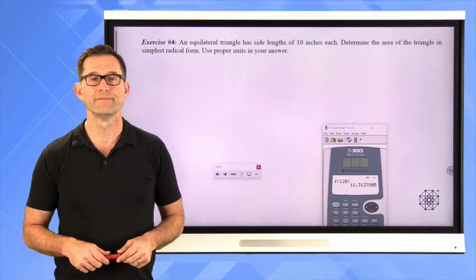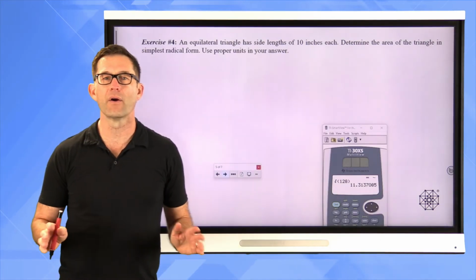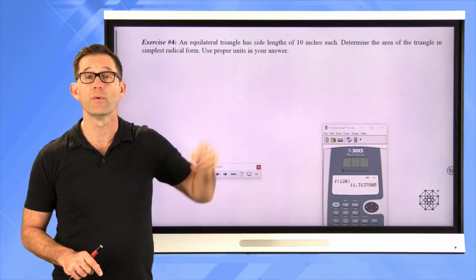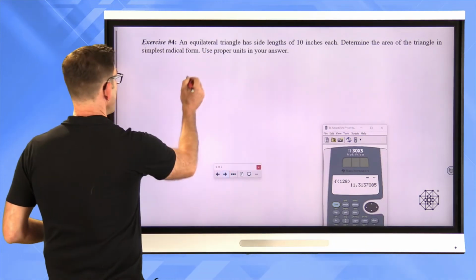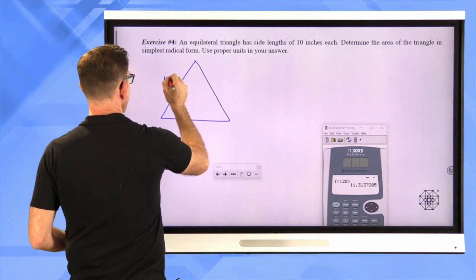Exercise number 4. An equilateral triangle has side lengths of 10 inches each. Determine the area of the triangle in simplest radical form. There it is. Use proper units in your answer. All right, well, before we worry about the area or anything else, let's draw the triangle we're talking about. It's an equilateral triangle, which we know is a triangle that has 3 sides of equal length. And in this case, they're each going to be 10 inches.